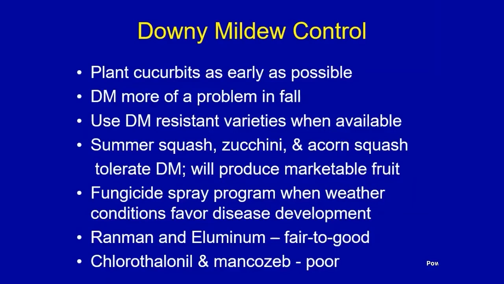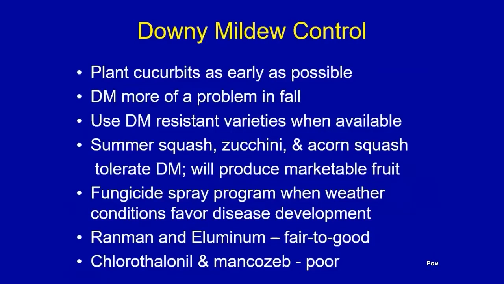If half the crop or half the plant's already infected with the disease, and then you think you're going to spray a fungicide to control it, you're going to be a loser every time. So Ranman and aluminum are fair to good. I mentioned chlorothalonil and mancozeb for home gardeners, but these are considered poor for control.